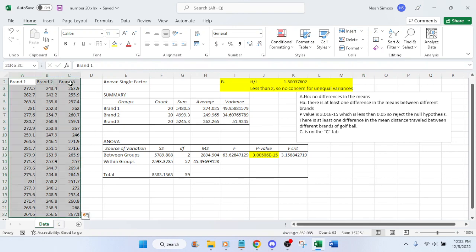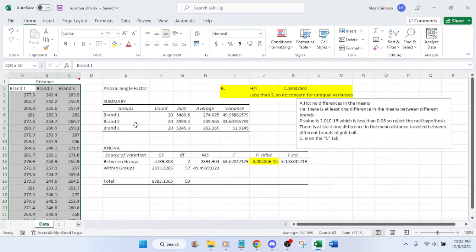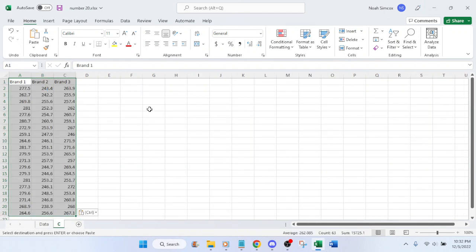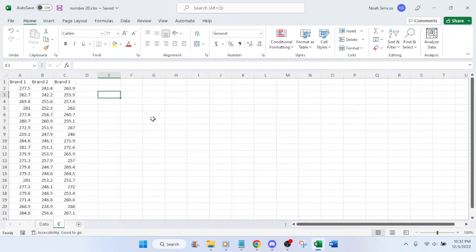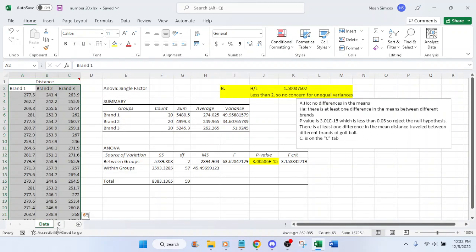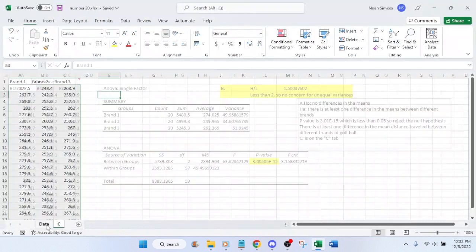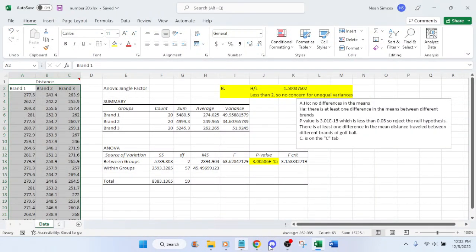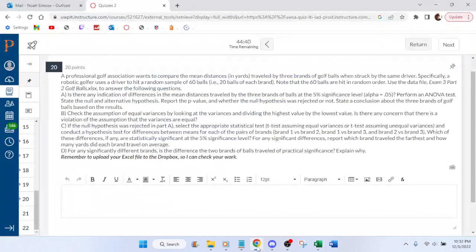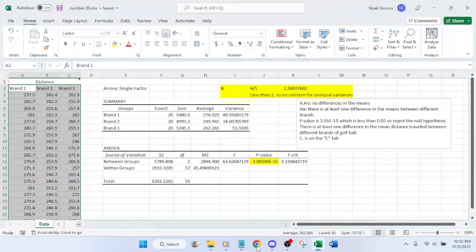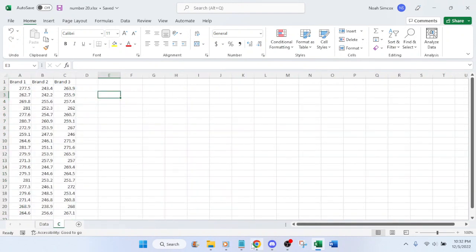I'm going to copy all this data. That's all the data that exists. Put it on here, and we'll do all the t-tests on this tab because it's going to get too cluttered if I do it on the other tab. So we're going to assume equal variances because we said no concern for unequal variances. So conduct the t-tests.